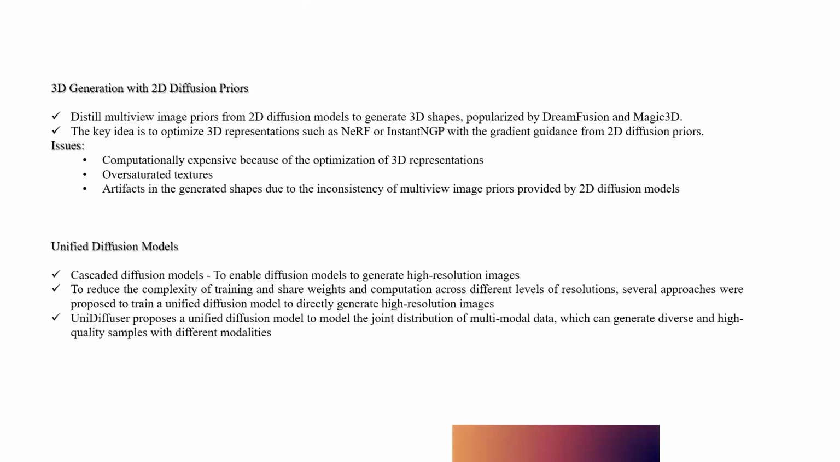The key idea is to optimize many 3D representations using neural radiance fields or Instant NGP with the gradient guidance from 2D diffusion priors. A few issues encountered using this technique are the oversaturated textures and artifacts in the shapes that are being generated, which could arise due to the inconsistency of multi-view priors. And in unified diffusion models, cascaded diffusion models are used to enable diffusion models to generate high-resolution images.